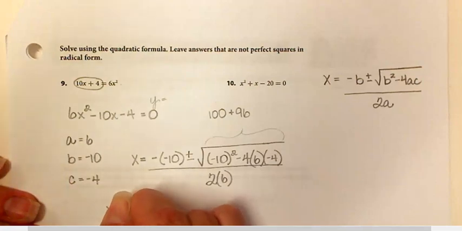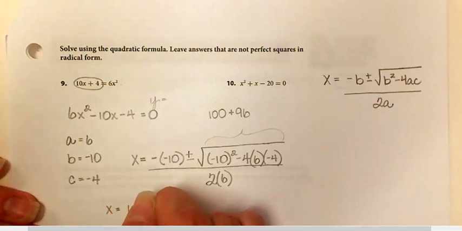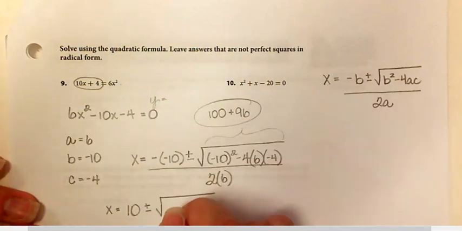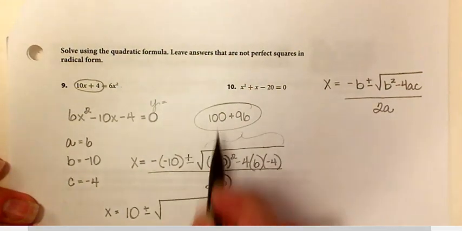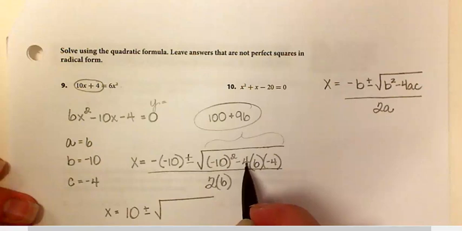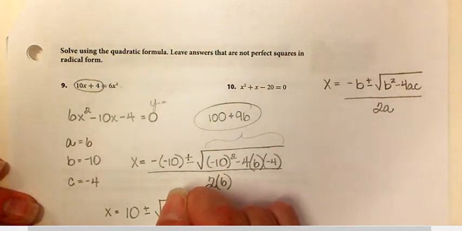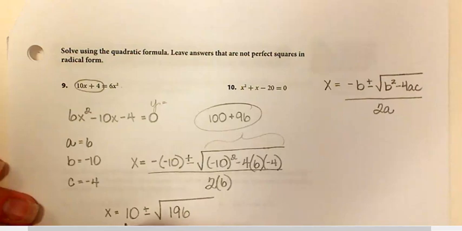Okay. x equals the negative of negative 10, so I'm going to put 10 plus or minus the square root of all of that, because this is 100 from here, and then 4 times 6 times 4 is 96, and I had two negatives to cancel out, so that's a positive 196. All of that, 2 times 6 over 12.